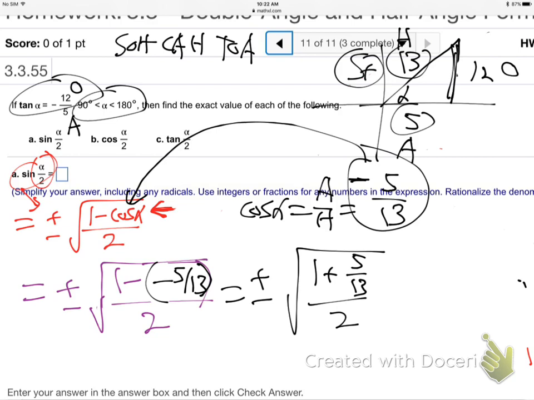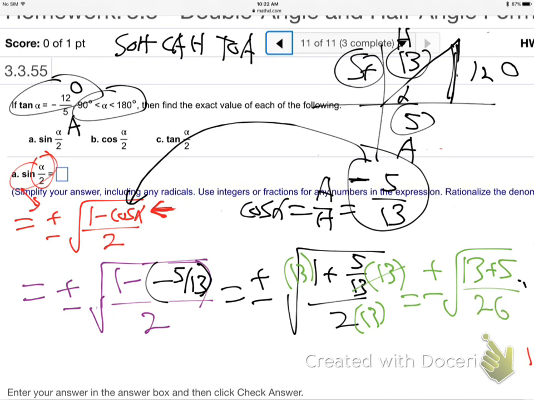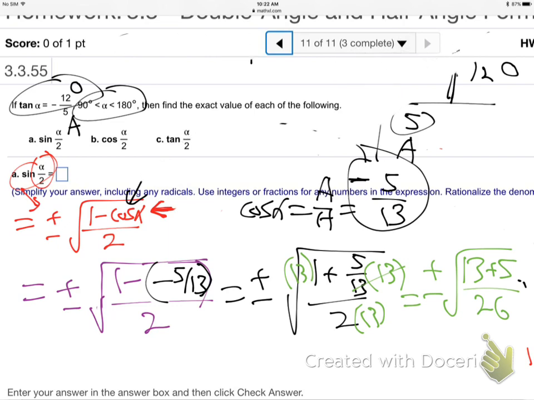And now, I can't leave fractions over fractions. So what are you going to do? Multiply by the denominator everywhere, top and bottom. It cancels right there. So plus or minus, I still got to resolve that. 13 plus 5 over 26. Everybody with me so far? I've done this problem too many ways. I'm tired of it. All right, let's keep going and wrap it up here.